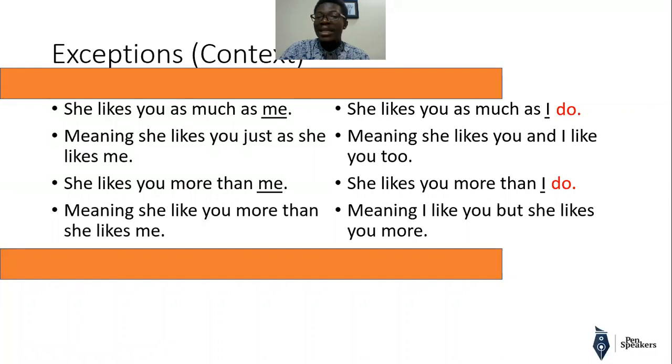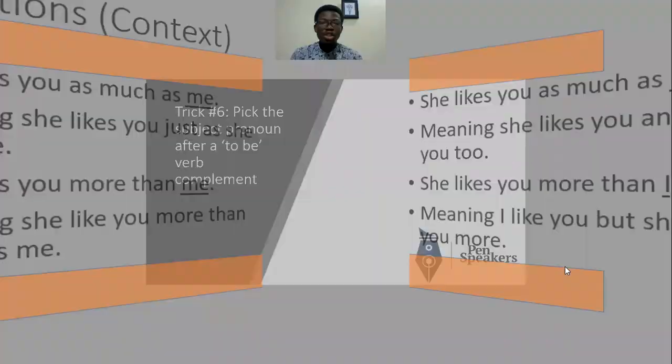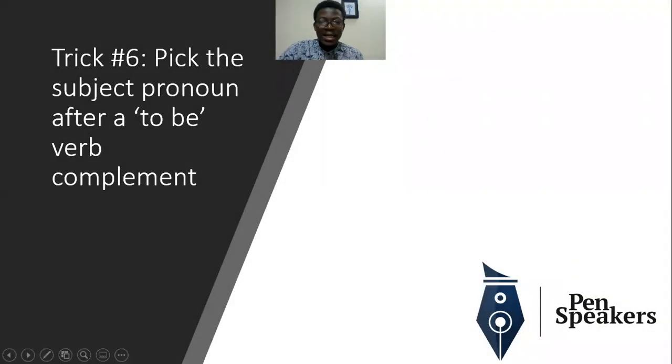You get that? Now, if it sounds confusing, just simply rewind and listen again. All right, and then think about it. You will know that it is correct. All right, so let's move on to the next trick. Trick number 6. We're still talking about when you are to pick the subject pronouns. Tricks that let you know, oh, at this point, I'm supposed to pick the subject pronoun.